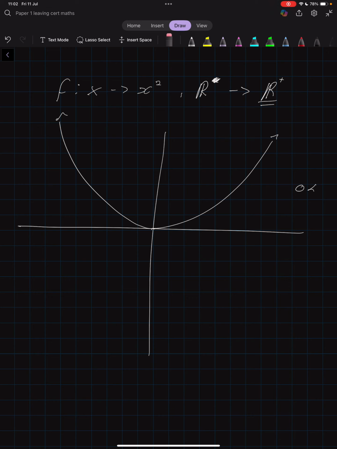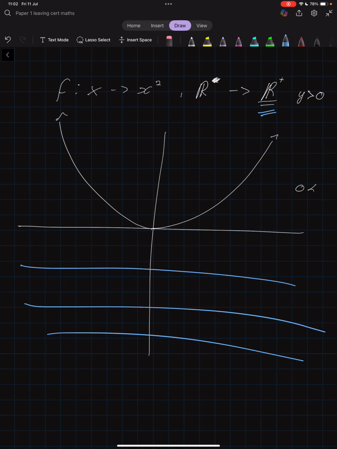That y has to be greater than 0. So what this tells you is that you can't draw your horizontal lines down here. So you can't do this. That's not a thing.